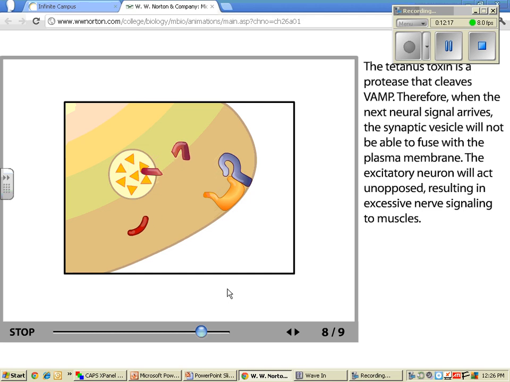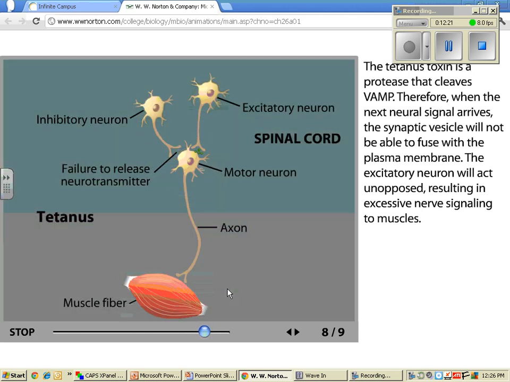Therefore, when the next neural signal arrives, the synaptic vesicle will not be able to fuse with the plasma membrane. The excitatory neuron will act unopposed, resulting in excessive nerve signaling to muscles. And what happens when that happens in tetanus?